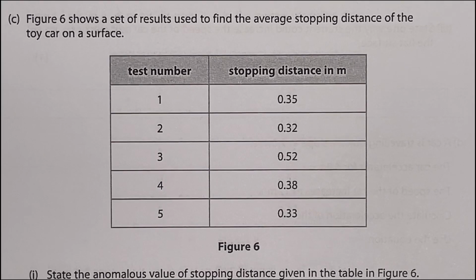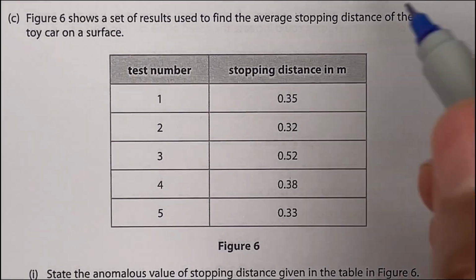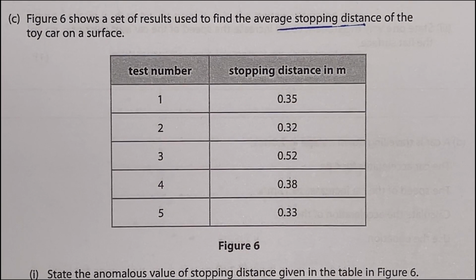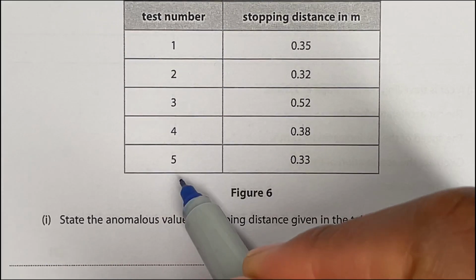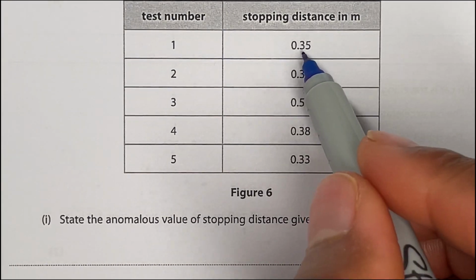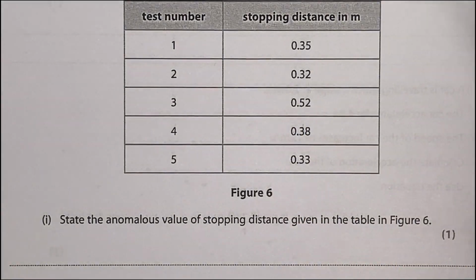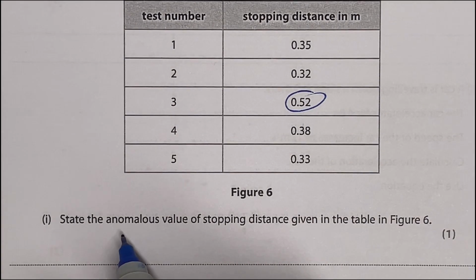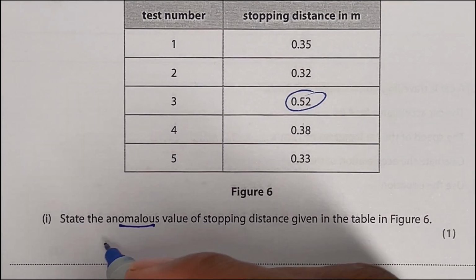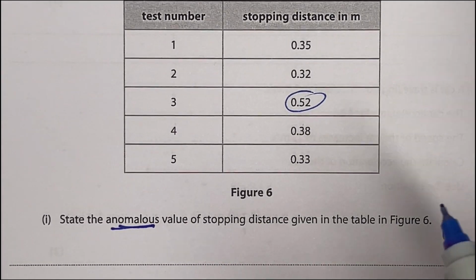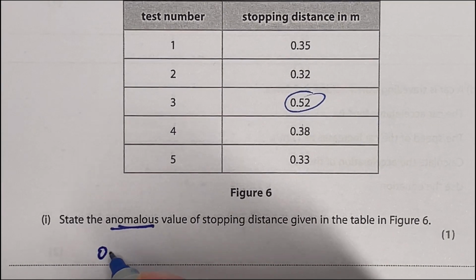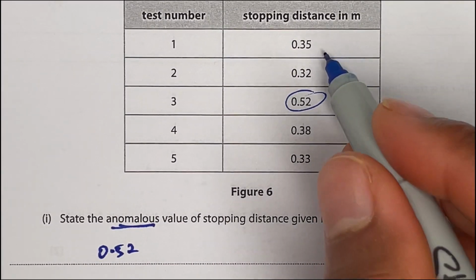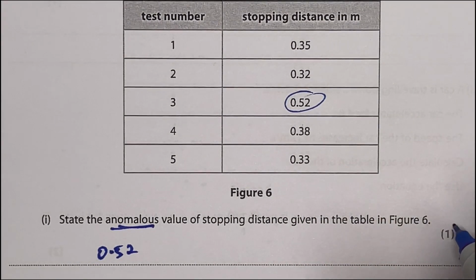Figure 6 shows a set of results used to find the average stopping distance of the car on a surface. So test number 1, 2, 3, 4, 5. So 5 different tests. Stopping distance 0.35, 0.32, 0.52, 0.38. So this is clearly not right. State the anomalous value of the stopping distance given. Anomalous means a value that is outside the range. So this would be 0.52 clearly. The rest are in the 0.3s. This is 0.5. So that's my 1 mark.